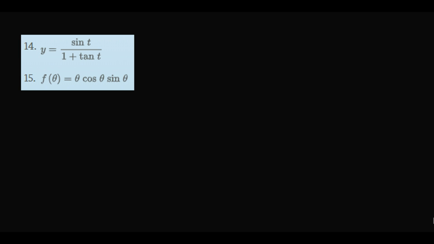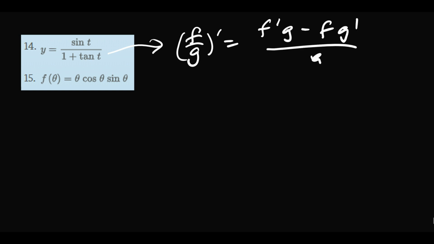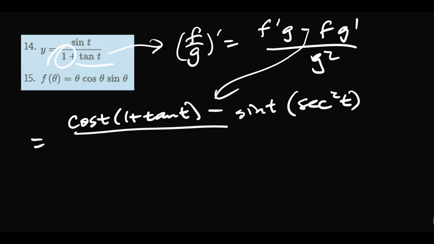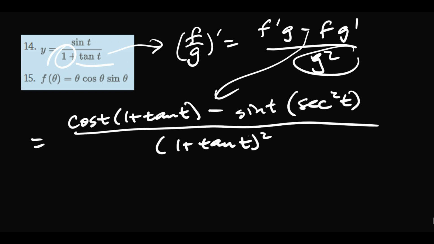All right, so what I did was I pulled a couple out of the book. So this first one here is f over g, notice. So the derivative of that is going to be f prime g minus f g prime over g squared. So when we do that, the derivative of sine is cosine, that's the top one, times the bottom, 1 plus tangent of t, minus, the top one times the derivative of the bottom one. Derivative of 1 is 0, the derivative of tangent is secant squared. So secant squared t, all over 1 plus tangent t quantity squared. That's your g squared there.